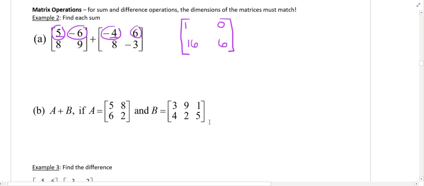Another example, okay, find A plus B if A is this matrix and B is this matrix. This is a 2 by 2, and this is a 2 by 3. So you can't, okay, so this is a no solution, or we could call this a dimension mismatch.